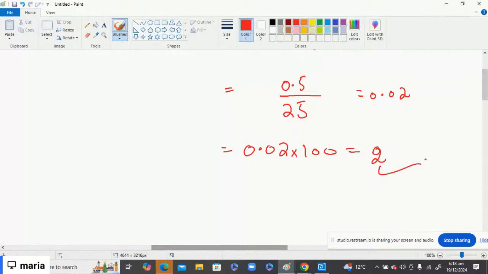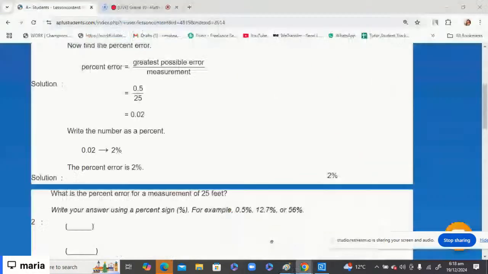Let's check it again. To find the percent error, we divide the greatest possible error over the measurement. The greatest possible error is 0.5, and you divide it over the value. Then the answer is 0.02. Now to convert to percent error, multiply by 100, and this answer is 2%.